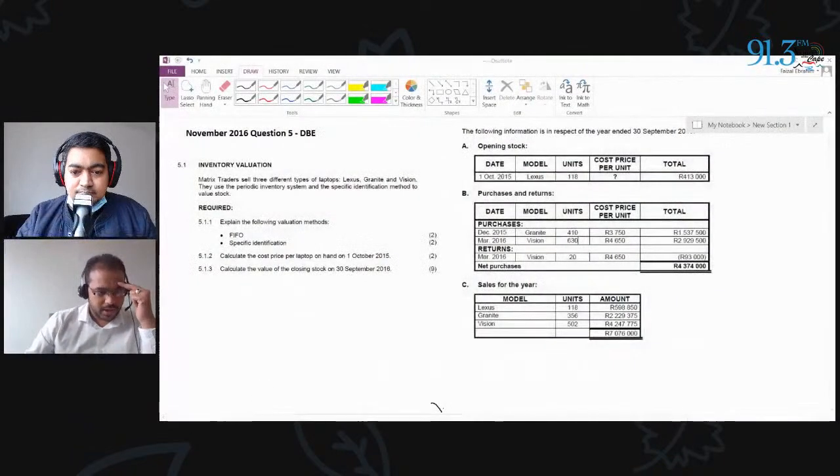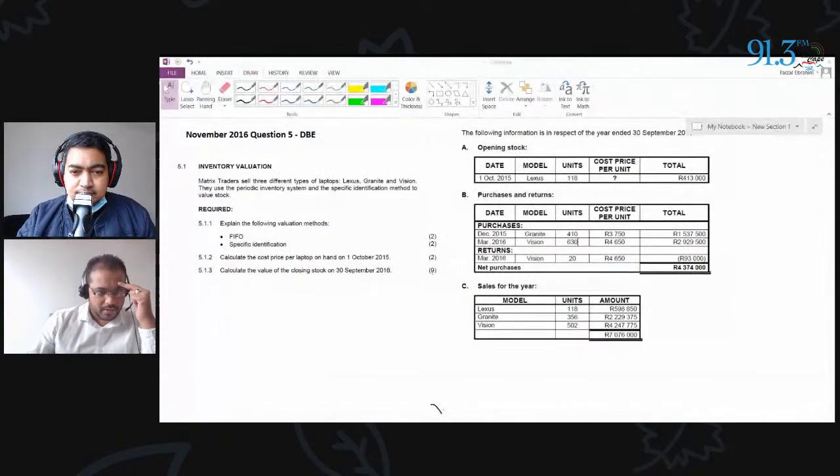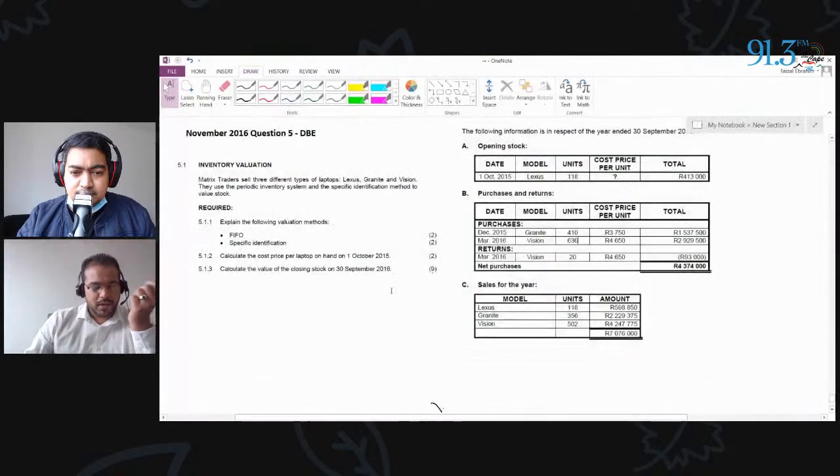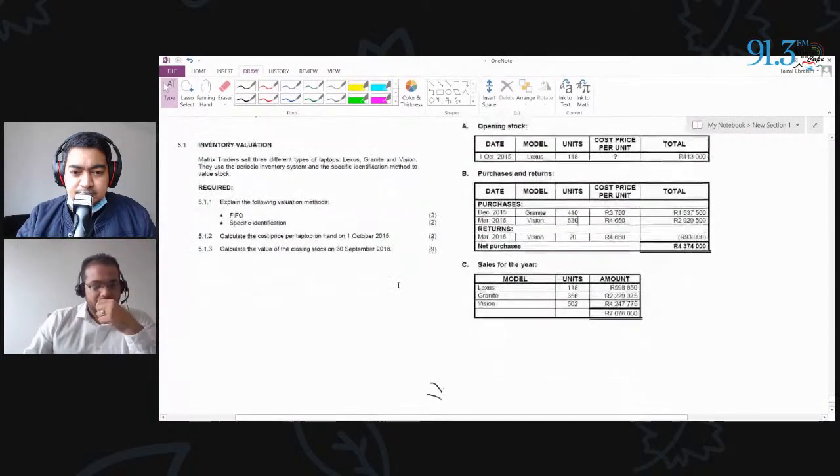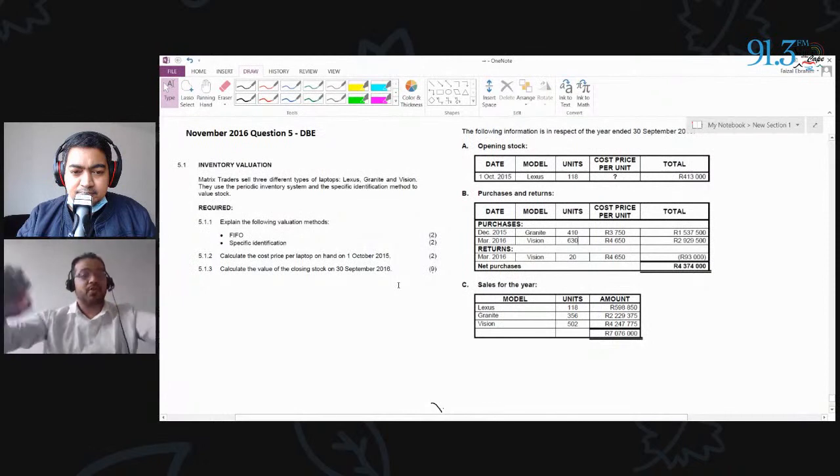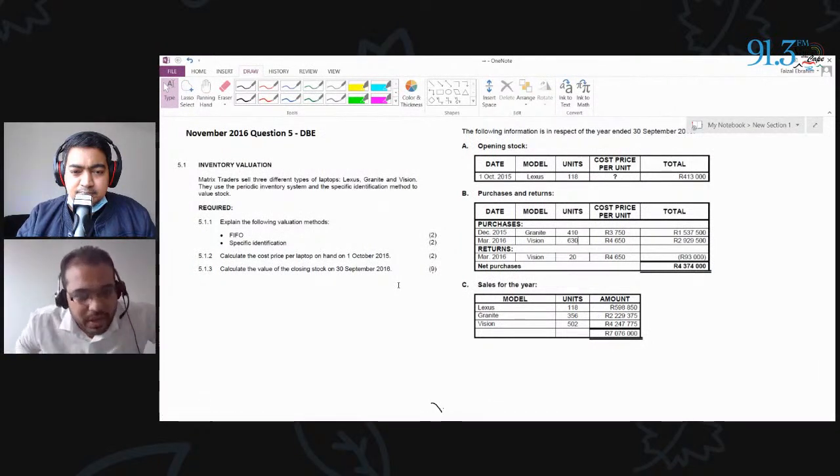Hope everybody is well today and hope that we all have our thinking caps on regarding the matric paper that we'll be covering today. If we look at the matric question paper November 2016, question 5, the Department of Basic Education's paper. This paper can also be found on the Department of Basic Education's website for absolutely free.